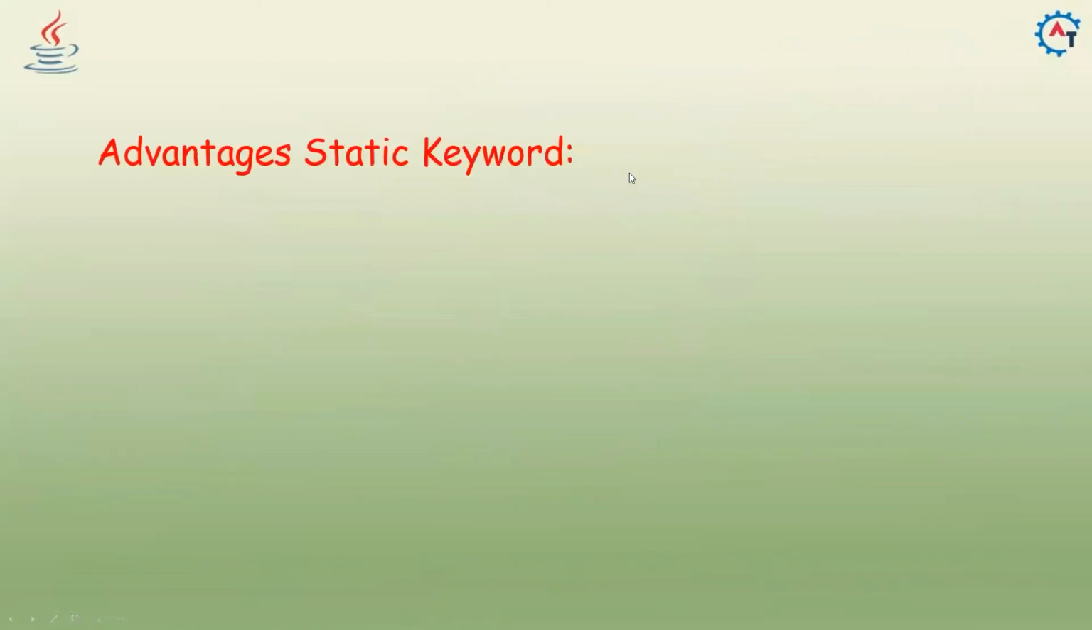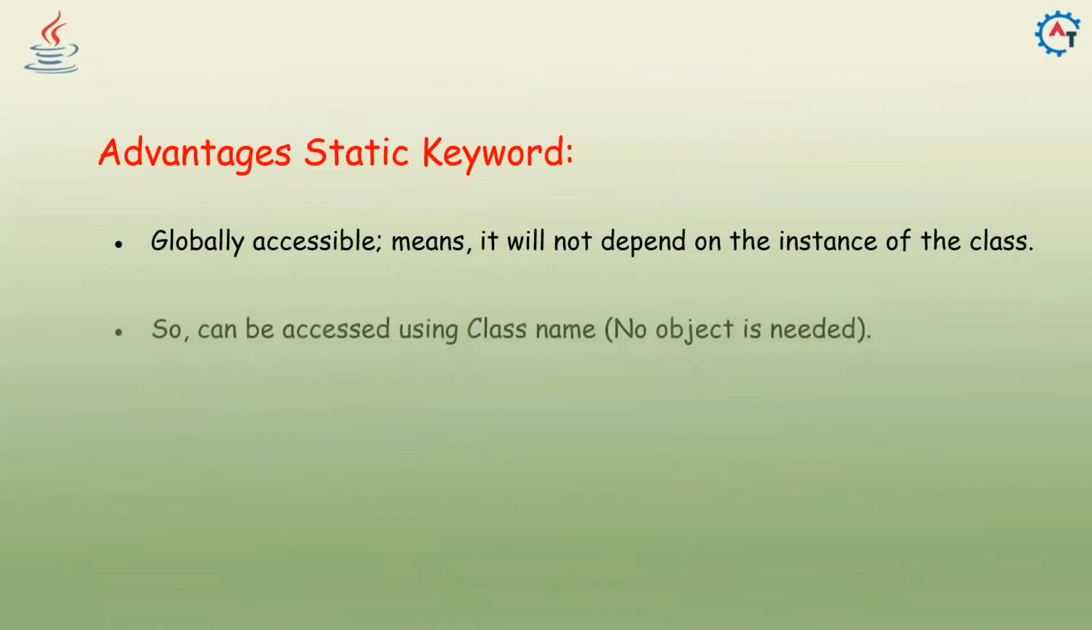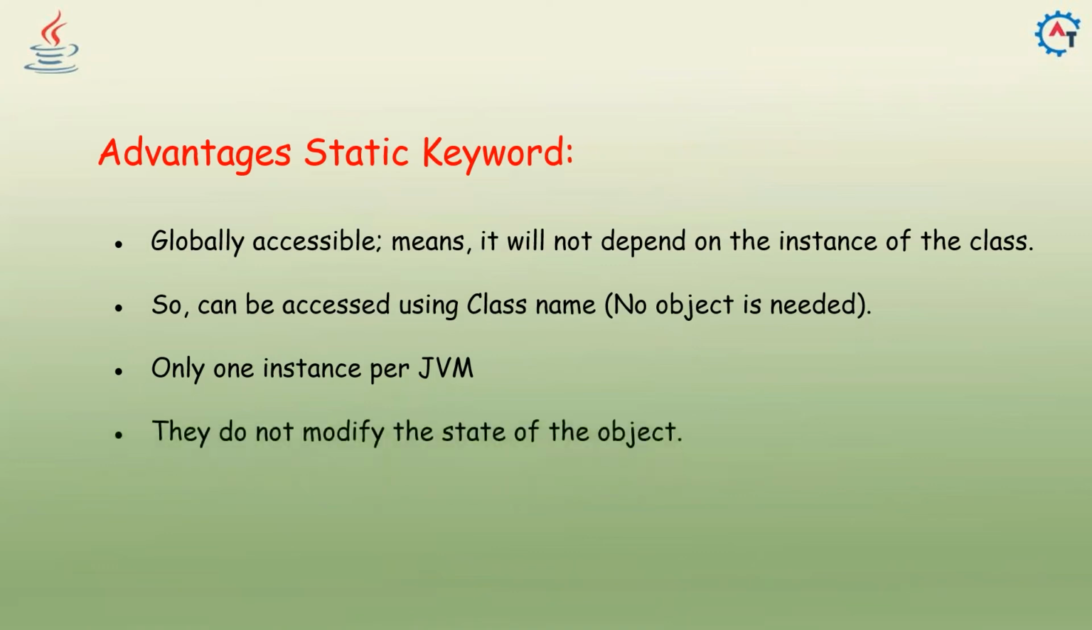So, the advantages of the static keyword. Okay. Globally accessible means it will not depend on an instance of the class. Right, we no need to create an object. It can be accessed using the class name. No object is needed. Only one instance per JVM. That is what we have seen. Only one time it is created in the class memory, so no need to create it for each instance. They do not modify the state of the object.